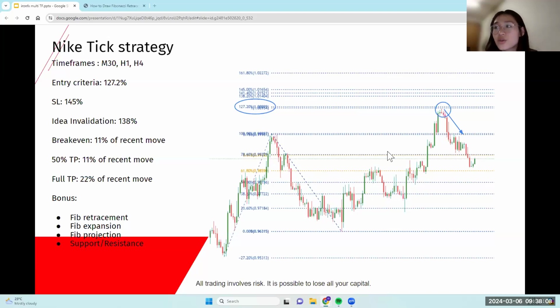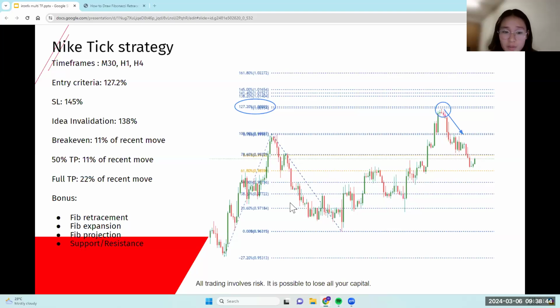So you can see the levels that we are using here. The bonus is we are also using all of these levels, so let me get into them now. Firstly, let's focus on the Nike tick. I think you guys can get the idea now. You can see the shape of the tick. So we're looking at the 127.2%, which price has reversed off of. For the Fibonacci projection, we are looking at this level here, this flash shape rather.